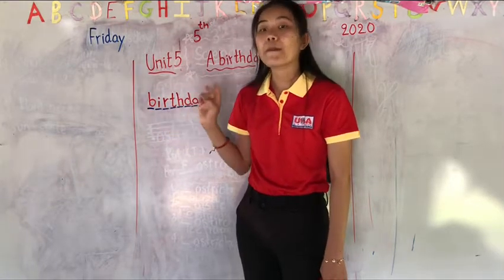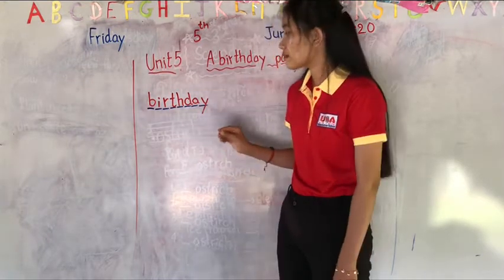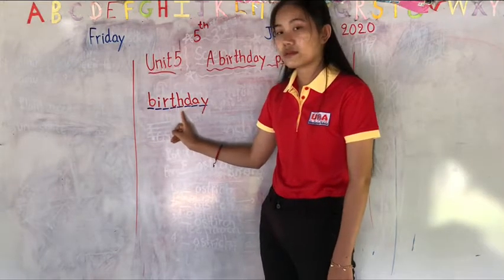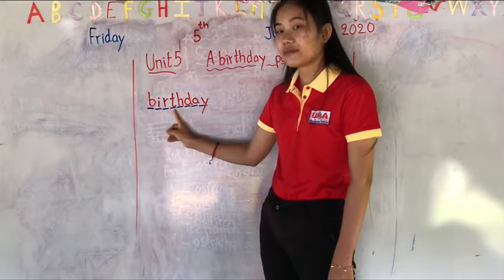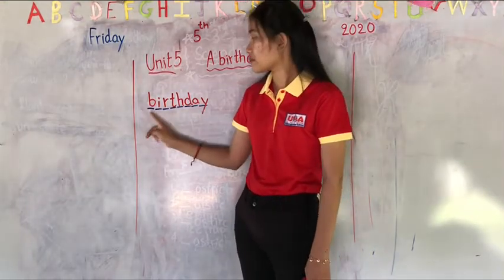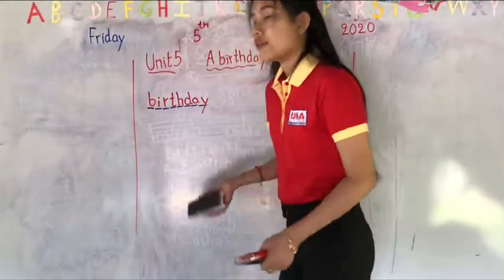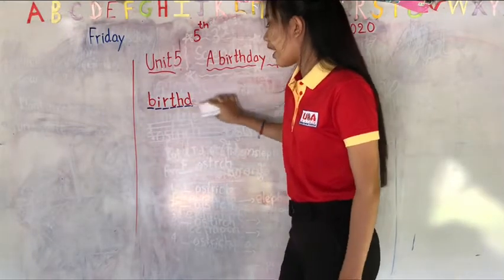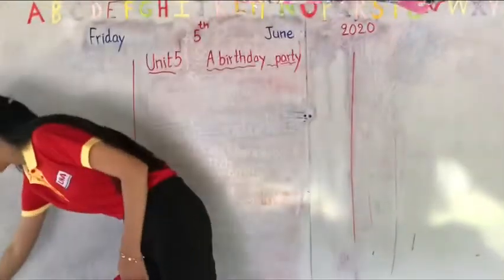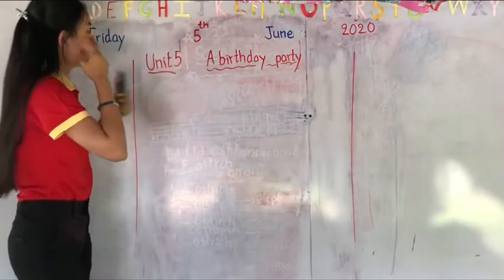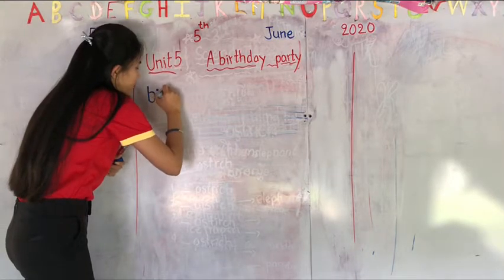B I R T H D A Y. Birthday. Your turn. Birthday spell. B I R T H D A Y. Again. Now spell the word birthday with me, along with me. Birthday spell. B I R T H D A Y. Now spell the word birthday again. B I R T H D A Y.